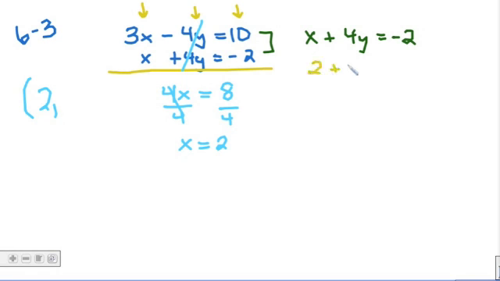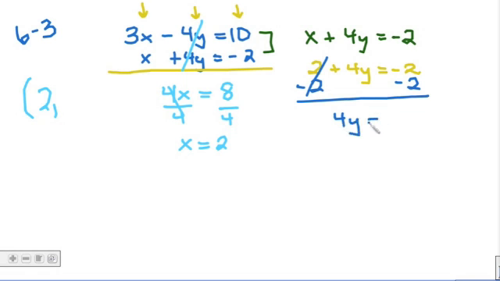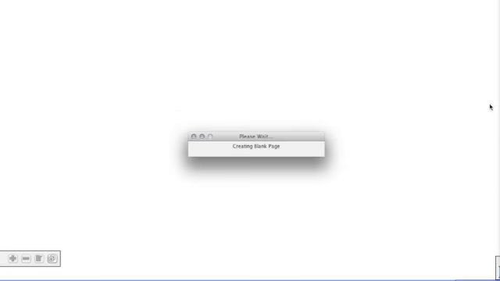So I have 2 plus 4y equals negative 2. All right, combine those like terms, move that 2 over. So opposite of positive 2 is negative 2. So I'm going to subtract 2 from both sides. My 2's cancel here, leaving me with 4y equals negative 4. Divide by 4 to get y by itself, and y is going to equal negative 1. So my answer here is 2, negative 1. All right, let's try another one.